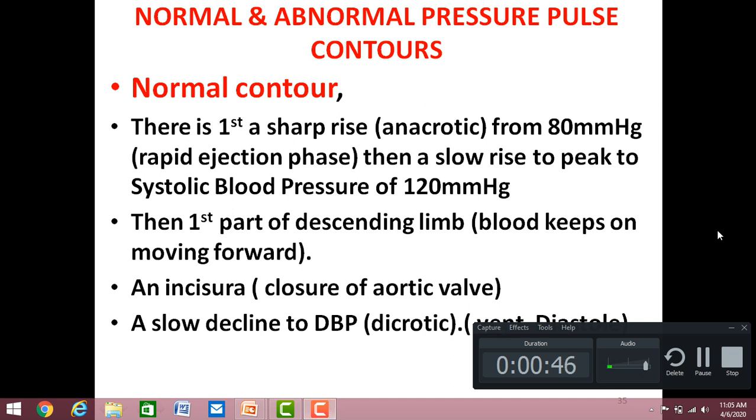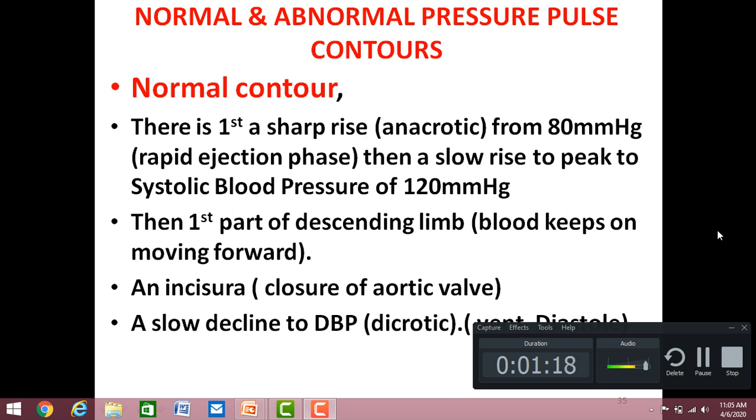Then there was another point, that is stress compliance, which means the vessels try to mitigate any change in pressure by changing the caliber of the vessels. That means they try to minimize any pressure that develops inside the vessels. Now today we are going to discuss the normal and abnormal pressure pulse contours. Now first the normal contour.